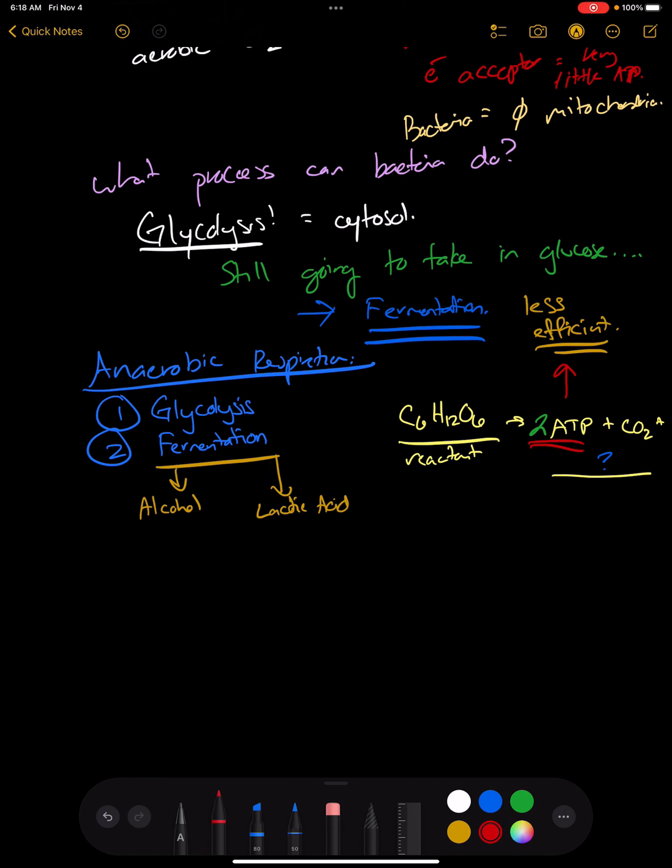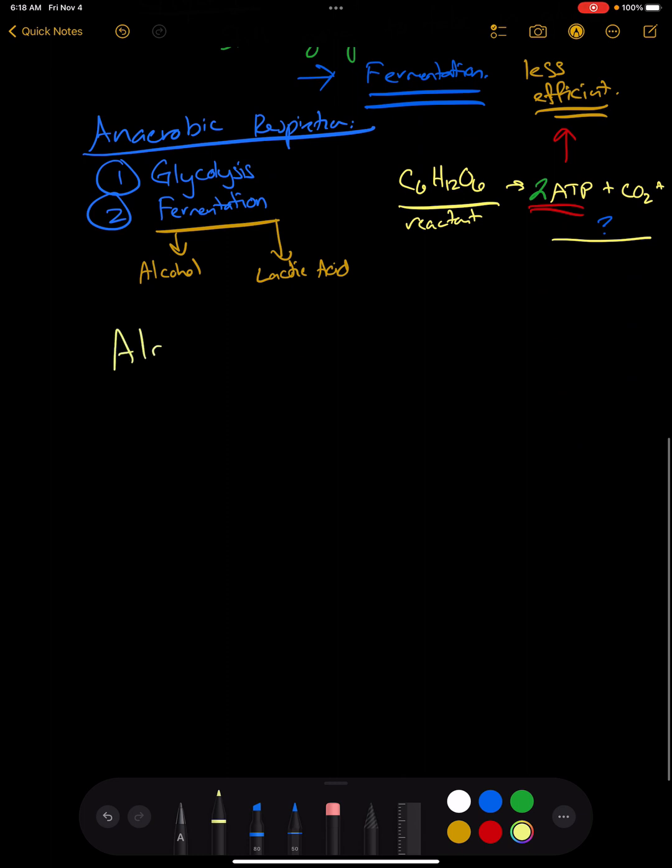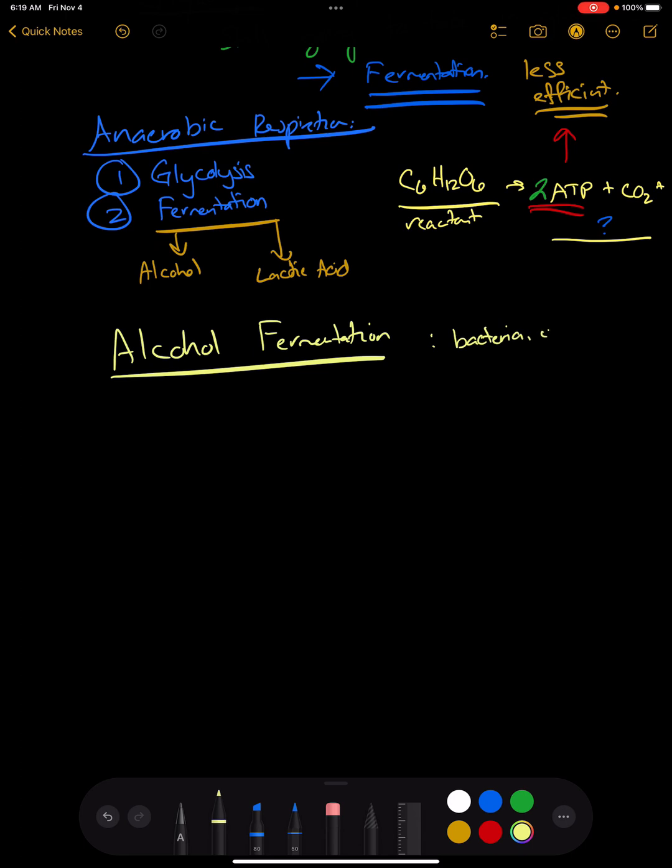All right, let's talk about our first kind. Let's talk about alcohol fermentation. Where I'm going to see this is going to be in bacteria, and I'm also going to see this happening in yeast. And yeast is a special case because yeast is a fungi, and we know fungi have mitochondria and stuff, but yeast actually do this type of fermentation.